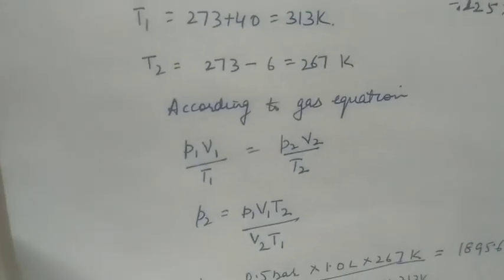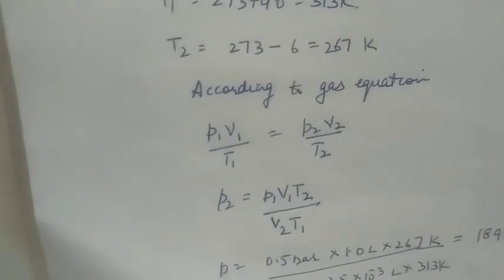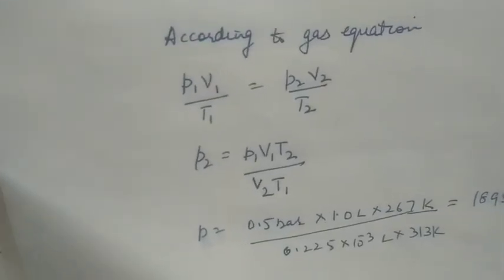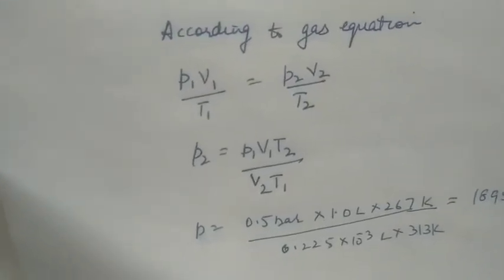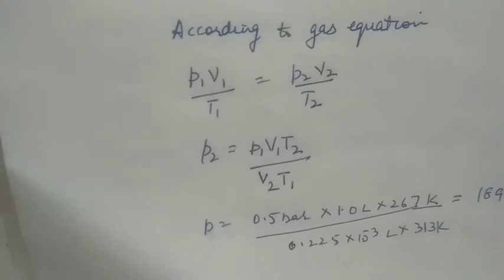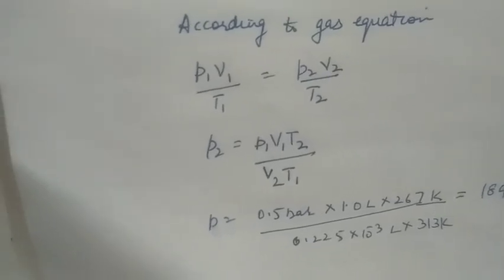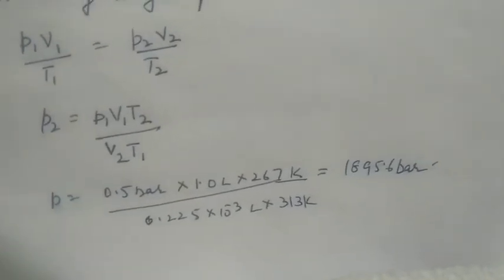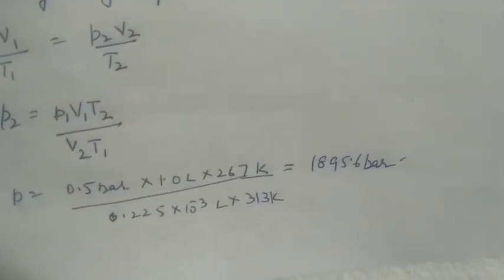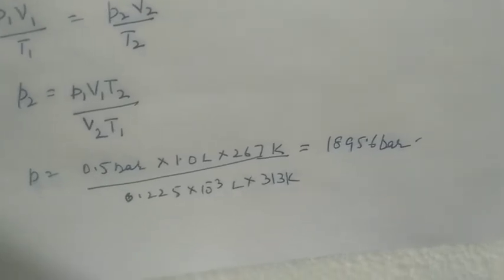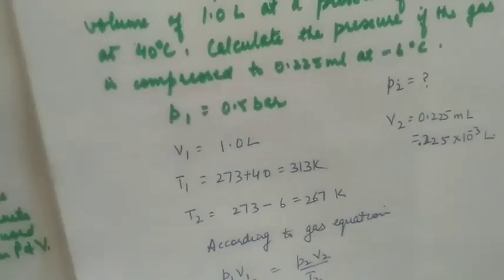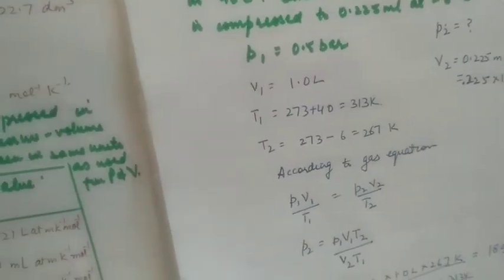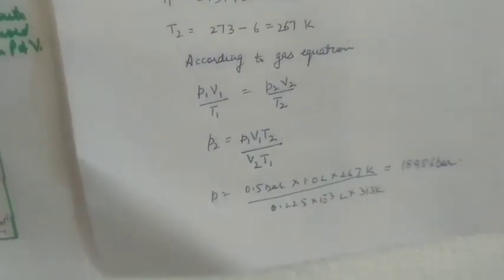Putting the values in the gas equation, P1 V1 upon T1 is equal to P2 V2 upon T2, we get P2 is equal to P1 V1 into T2 upon V2 and T1. Putting the values, we find out the answer. The P2 value will be 1895.6 bar. So very easy. Of the 6 terms, you substitute the values of 5 and you can find out the unknown one.